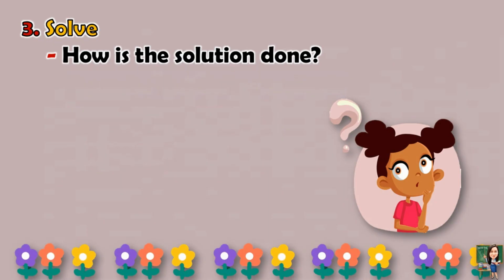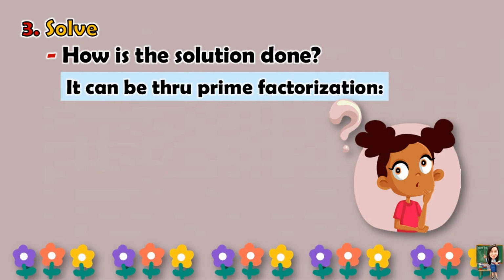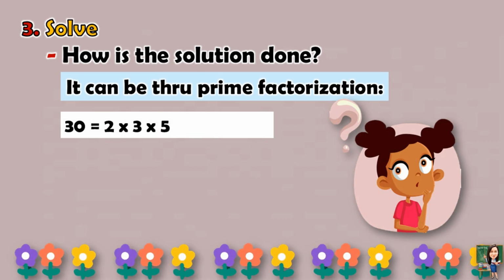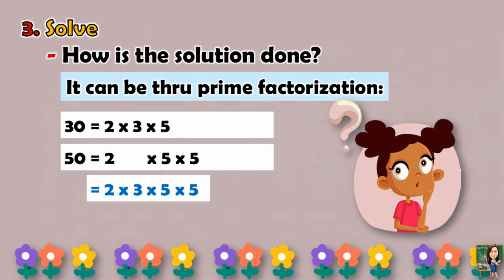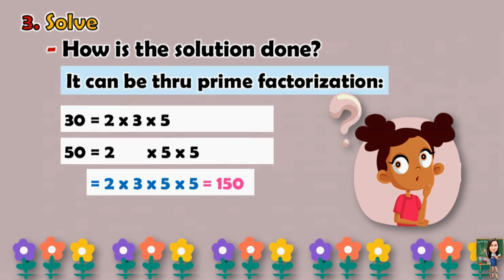Another way is through prime factorization. The prime factorization of 30 is 2 times 3 times 5. The prime factorization of 50 is 2 times 5 times 5. Then get all the factors of 30 and 50 and multiply: 2 times 3 times 5 times 5 equals 150.